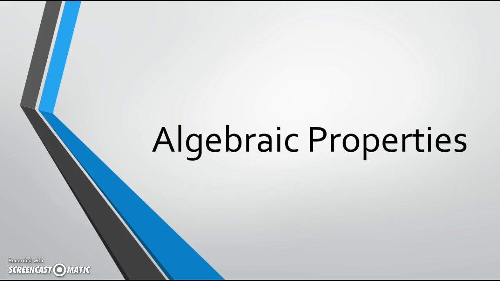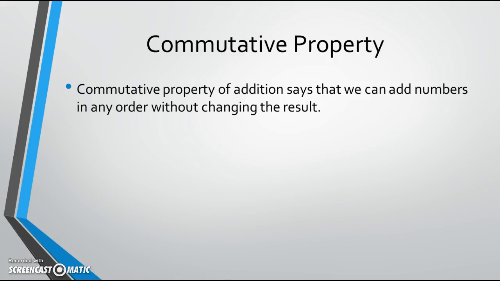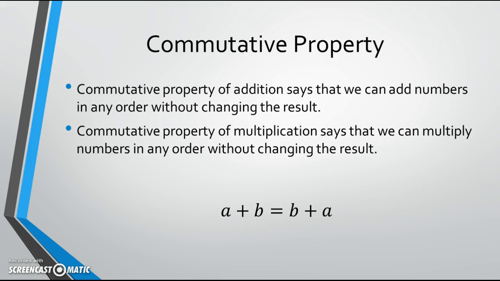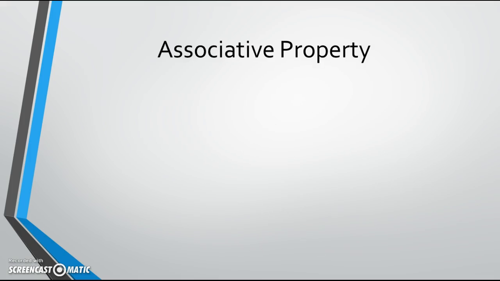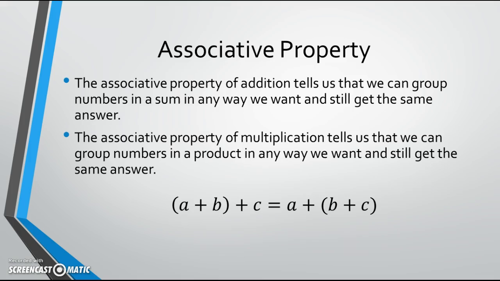So let's look at these algebraic properties. First, you have the commutative property, which just states that in addition, you can add numbers in any order without changing the result. So a plus b equals b plus a. You can do it with multiplication as well, a times b equals b times a. The associative property allows you to group numbers in a sum and still get the same answer. And when we group things, we typically use parentheses. You can also do it with multiplication.